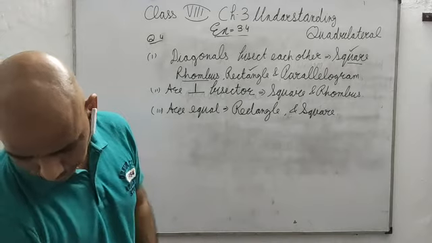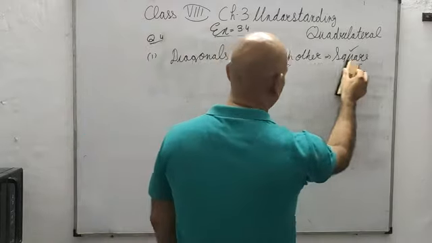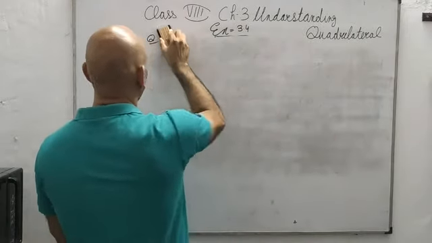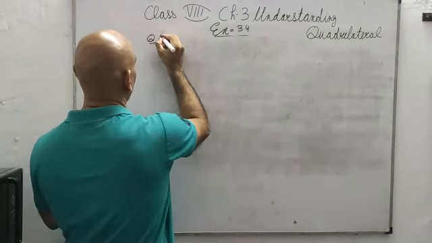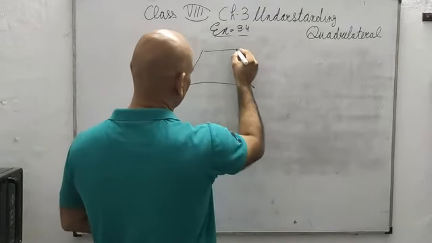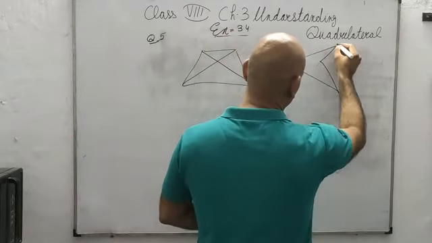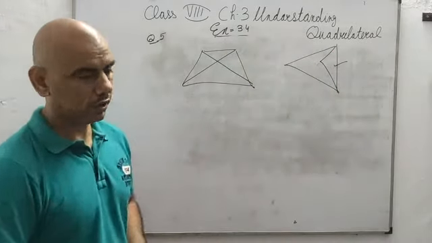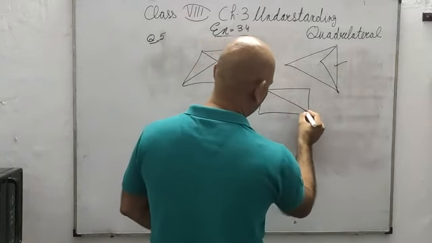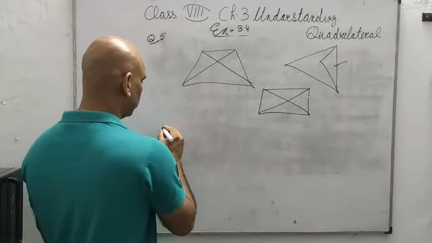Now, question number 5. What is question number 5 saying? Explain why a rectangle is a convex quadrilateral. We studied convex and concave, right? In exercise 1. Convex figures are those whose diagonals are inside the figure, and concave are those where one of the diagonals lies outside the figure. So, in a rectangle you can see the diagonals are inside. So you will write the same thing.